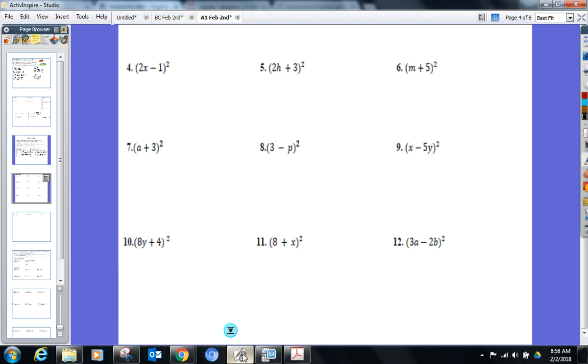Before I do anything, rewrite that problem for me. I'm not ready to double distribute. Can you rewrite 3 minus p squared? What did we talk about yesterday? How do I rewrite this? 3 minus p. Good, thank you. 3 minus p, 3 minus p. Rewrite it first.